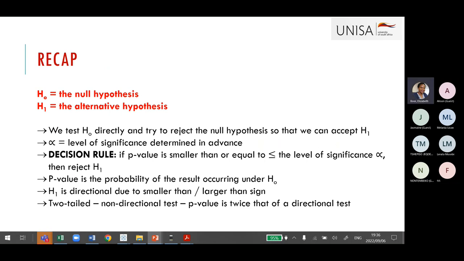Okay, let's just recap and close off the session. What we have learned today is to do a hypothesis test for one group. We looked at how we state the null hypothesis and the alternative hypothesis, using H1 or HA. We test the null hypothesis directly and try to reject it so that we can accept the alternative. We also learned that your alpha value is set at the beginning by the researcher, and it is also called the level of significance. We can make a decision based on the critical value or on the p-value. If the p-value is smaller than your alpha value, which is your level of significance, then we reject the null hypothesis.